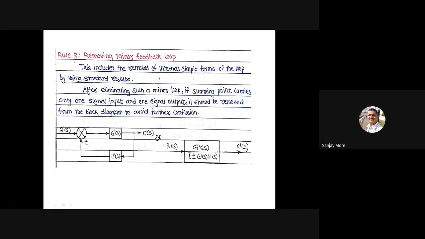Then next, the last rule of reduction of block diagram, with the heading removing minor feedback loop. Okay, give the heading removing minor feedback loop.